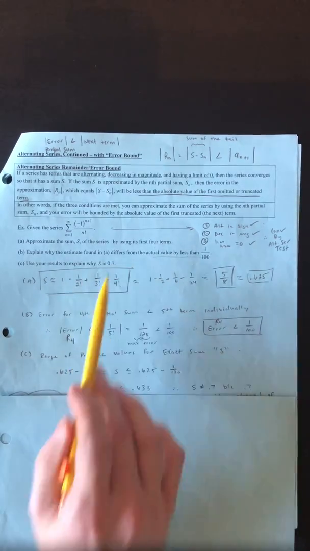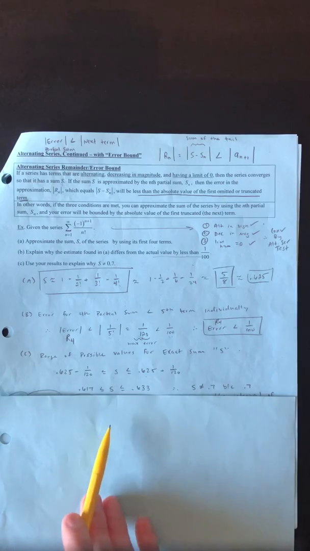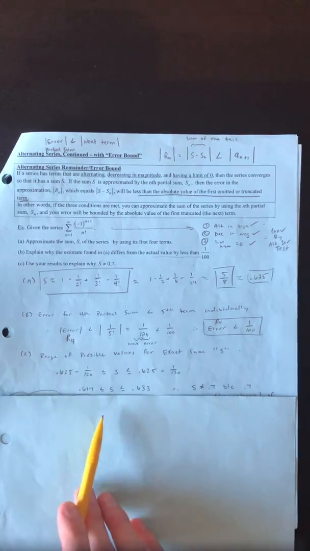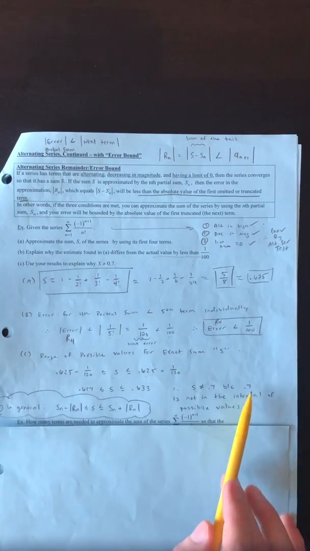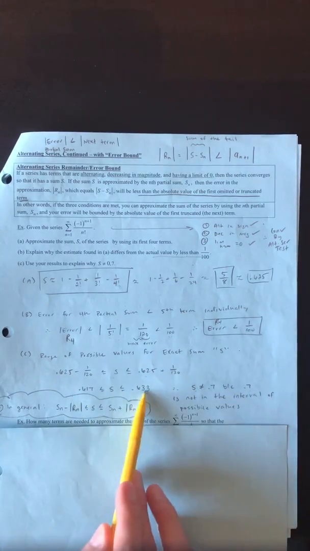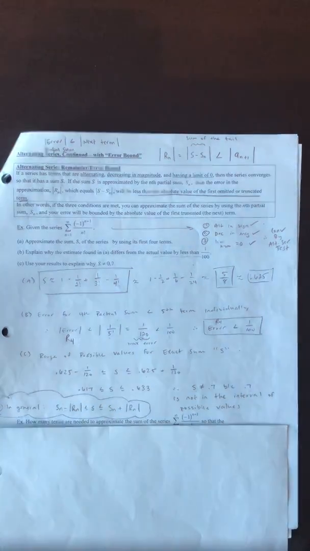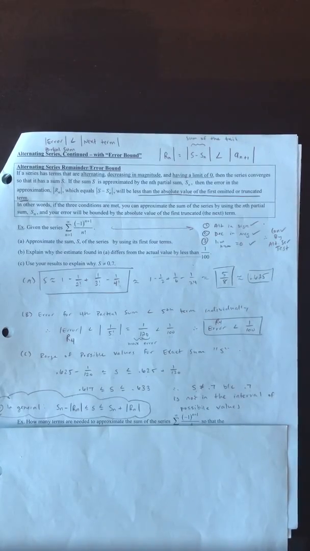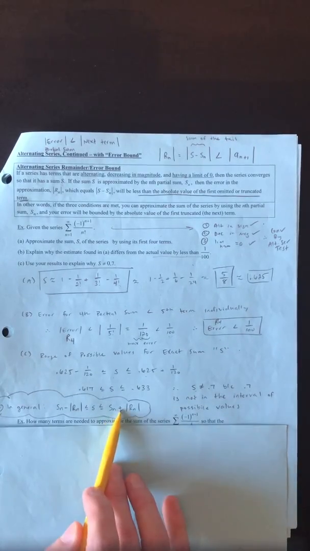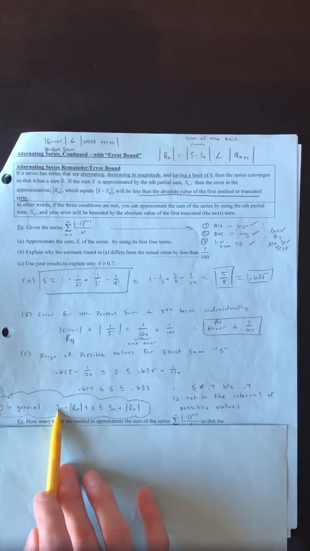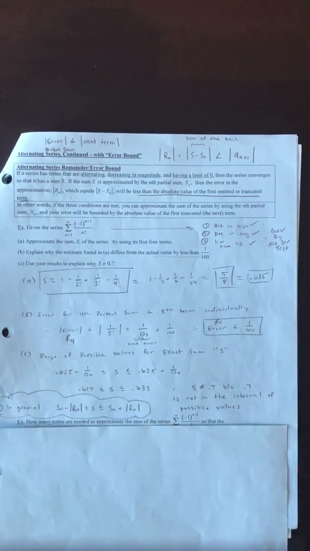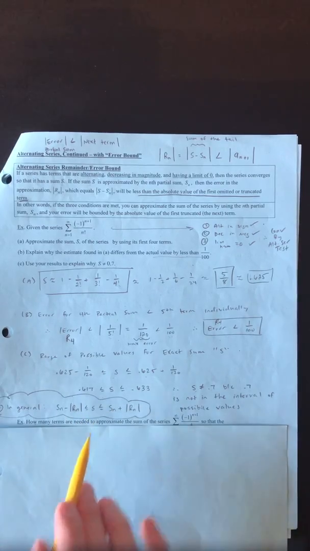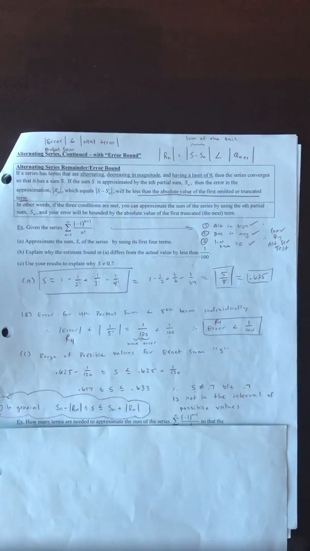Is 0.7 between those two numbers? Definitely not. So my exact sum cannot be 0.7 because 0.7 is not in my interval of possible values. Take your approximation, add the max error, take your approximation, subtract the max error, and that's going to give you your little interval of values where that real exact solution could fall between.